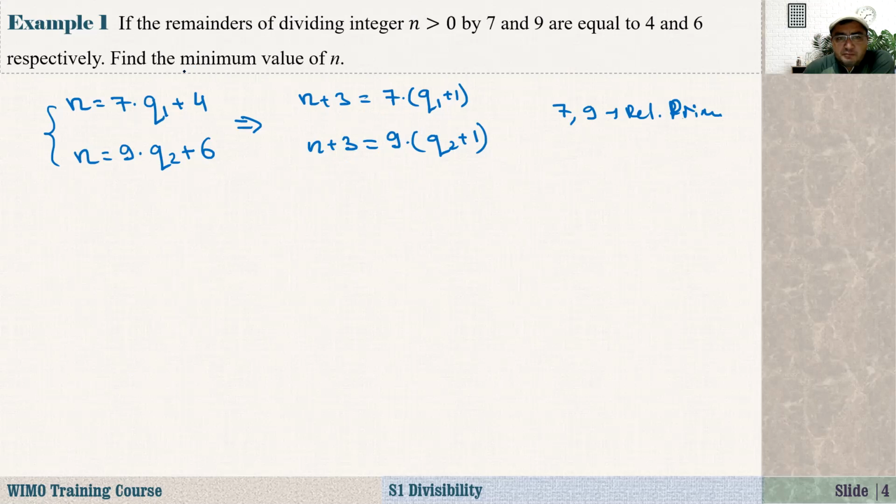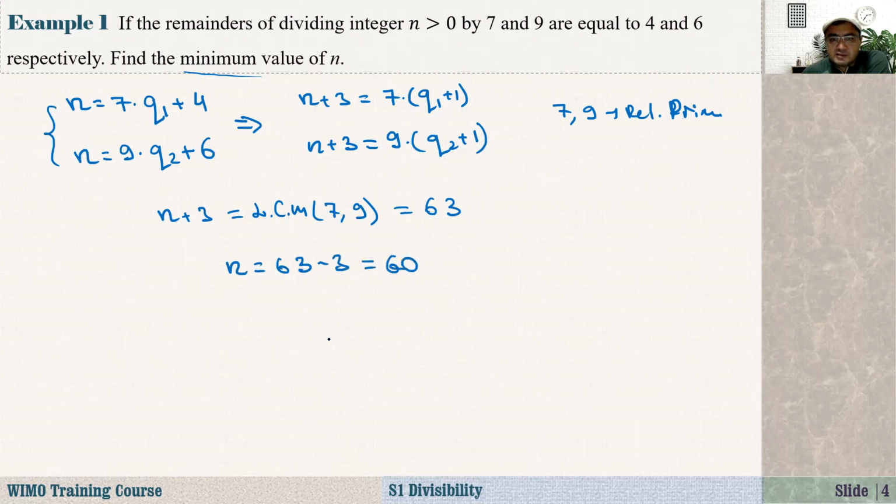So since we are looking for the minimum value of n, n has its minimum value when n plus 3 is the minimum. So now from here, what is n plus 3 then? n plus 3 is the least common multiple of 7 and 9, and the least common multiple of 7 and 9 is equal to 63. So now what is n? n equals 63 minus 3, that's equal to 60. So the minimum number which, when divided by 7 and 9, leaves the remainders of 4 and 6 respectively, is 60.